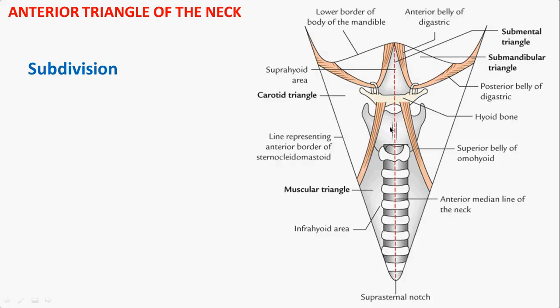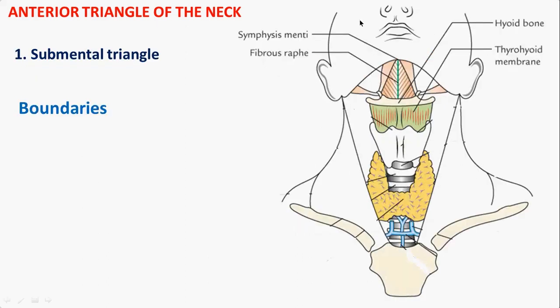This is the carotid triangle, and this is the muscular triangle. So today we will see only the submental triangle and the submandibular triangle, also called the digastric triangle. Submental triangle. Now what are the boundaries?